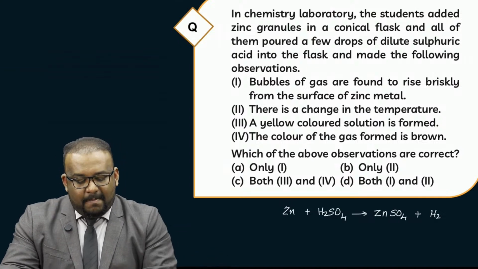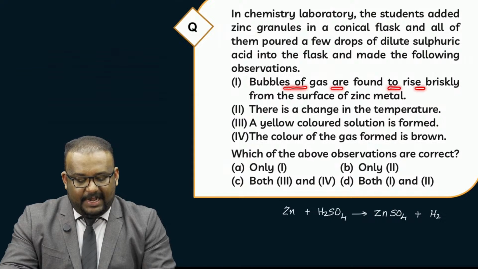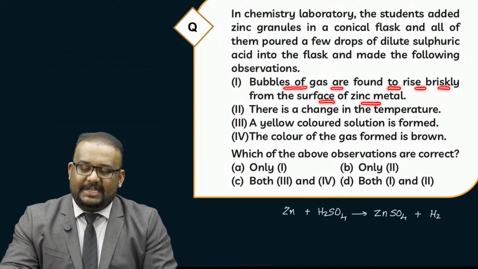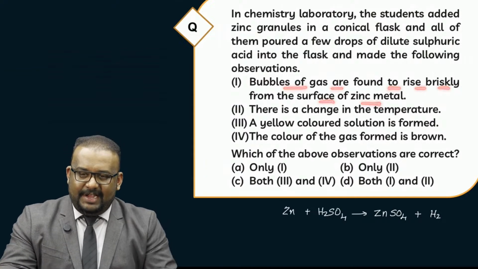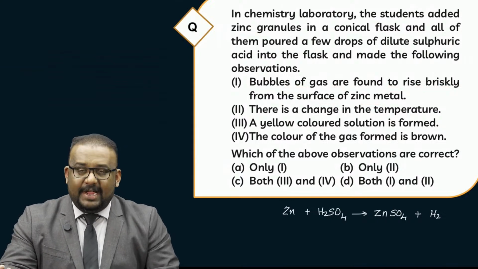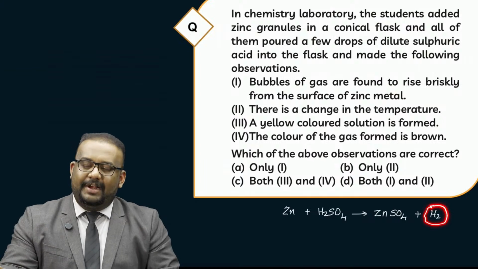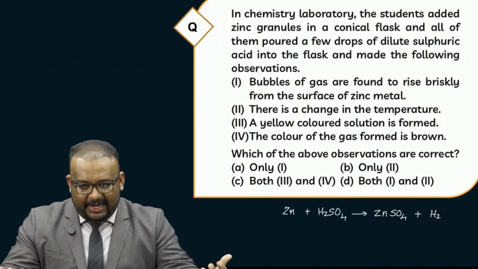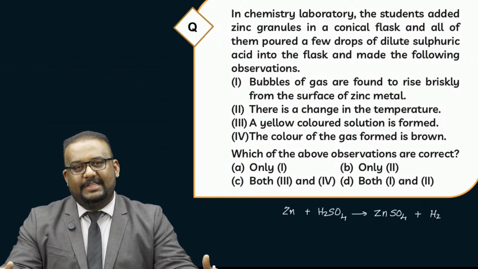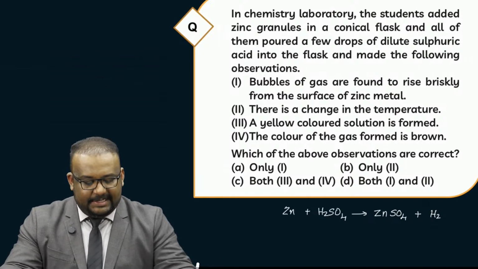Bubbles of gas are found to rise briskly from the surface of zinc metal. Reading that statement, it clearly indicates it is a true statement because one of the products in this reaction is hydrogen gas. So this gas will be liberated, and we will see those bubbles rising from the surface of the metal.